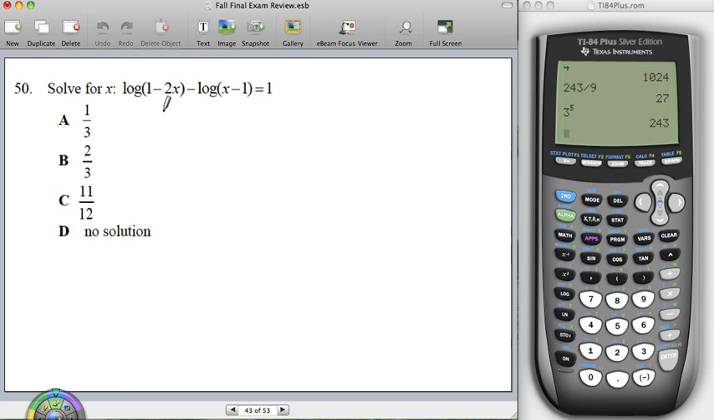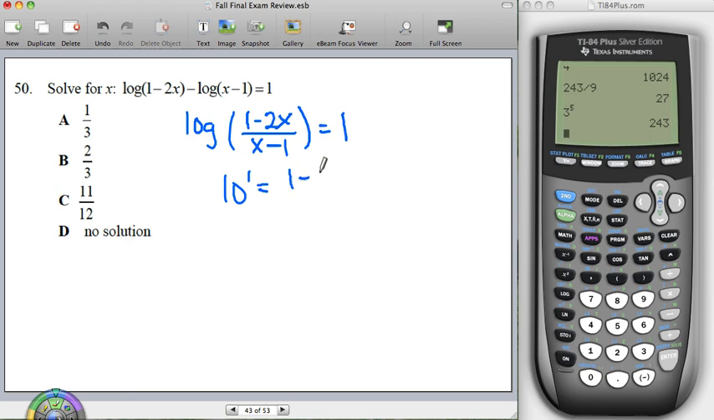For this, I need to simplify these logarithms together first. So since I'm subtracting, I can divide. So I have a log of 1 minus 2x over x minus 1 equals 1. I can change this to exponential form, so that's 10 to the 1 equals 1 minus 2x over x minus 1. I'm going to cross multiply these two. So that leaves me with 10x minus 10 equals 1 minus 2x.